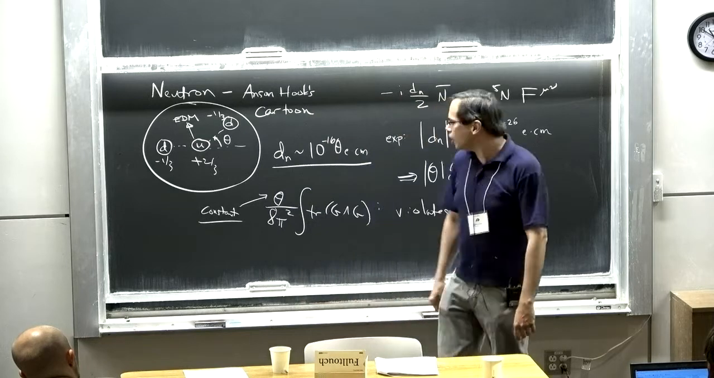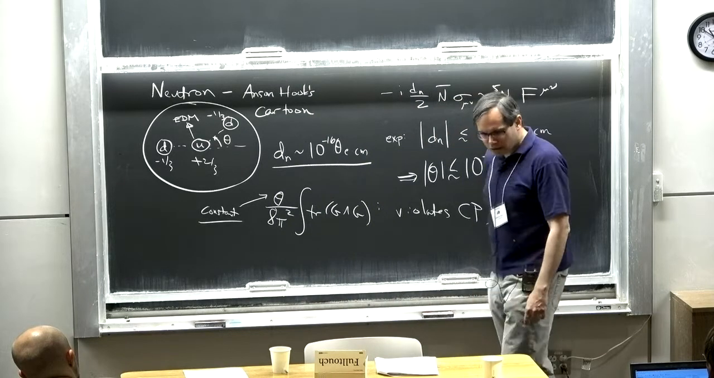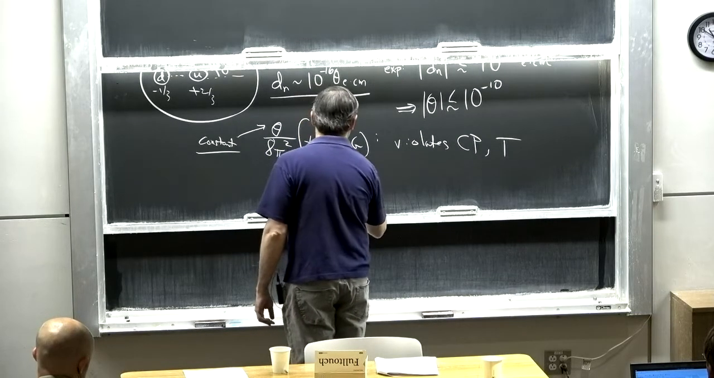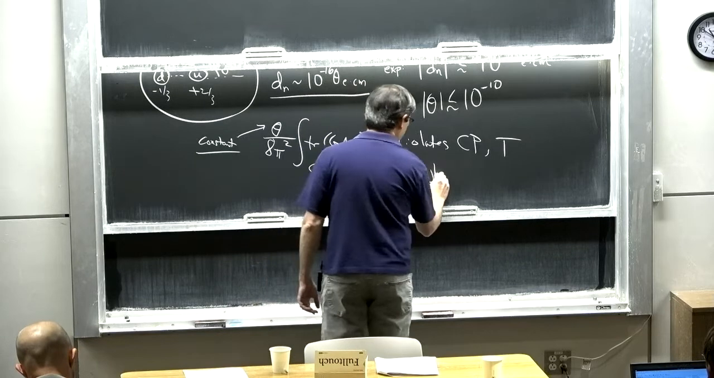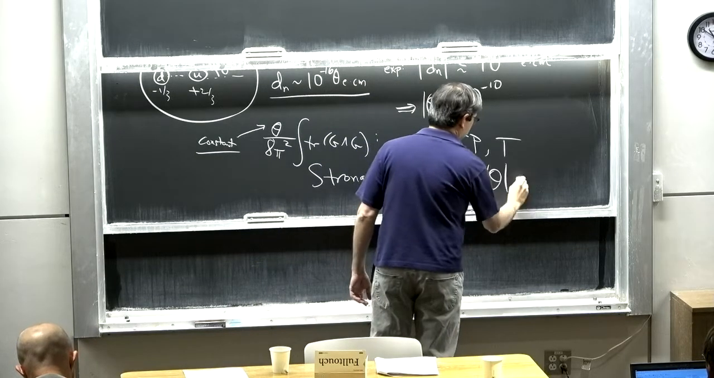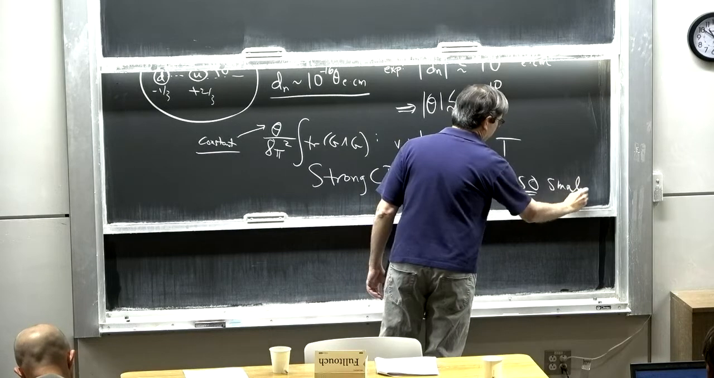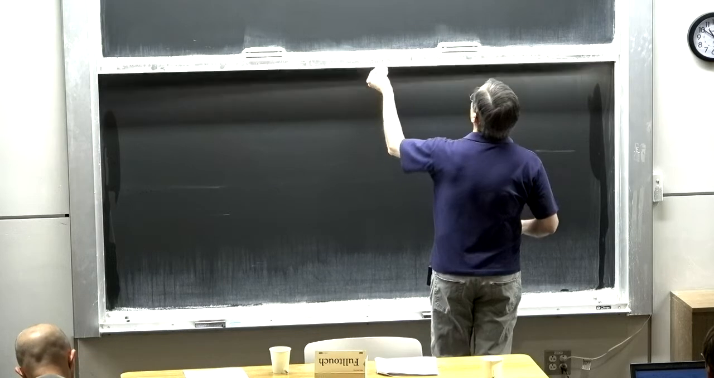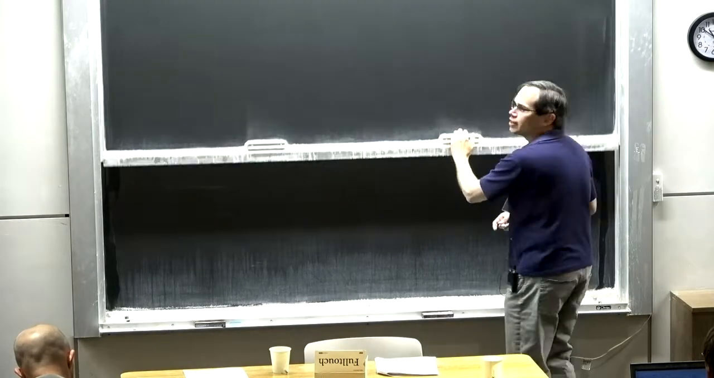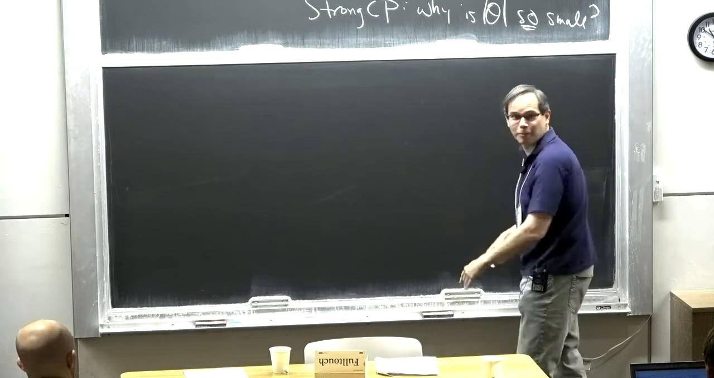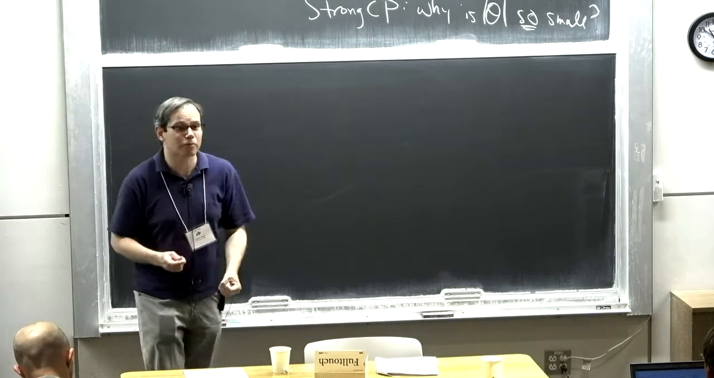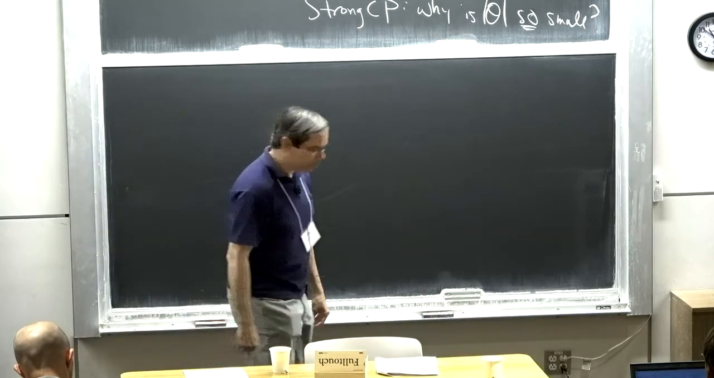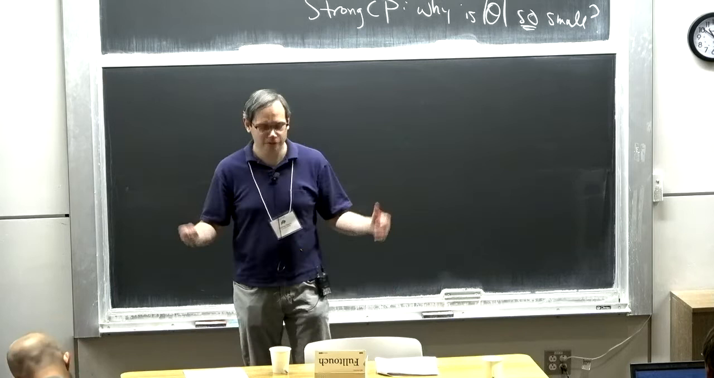OK, so that's the strong CP problem. Why is this number so small? It has the same character as a lot of the other things we worry about in the standard model, like the electroweak hierarchy problem, the cosmological constant problem, or the flavor puzzle that Wolfgang was telling you about. It's a number. It's really small. We don't know why. We would like to know why.